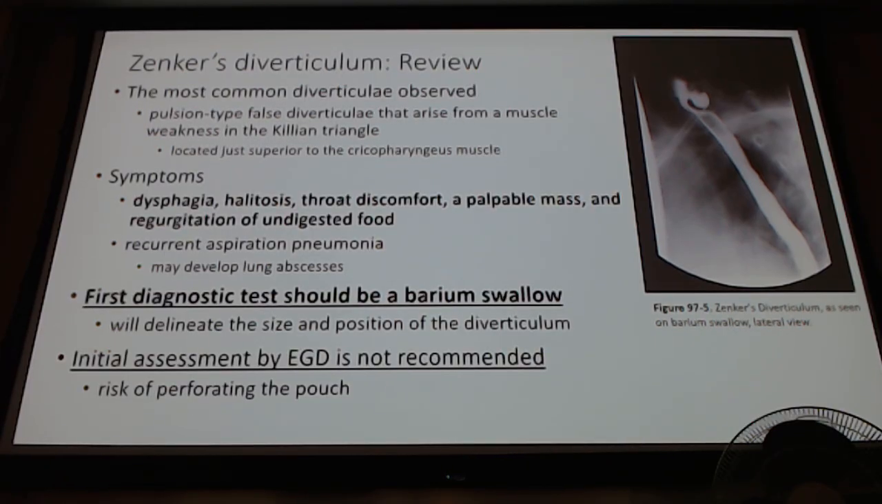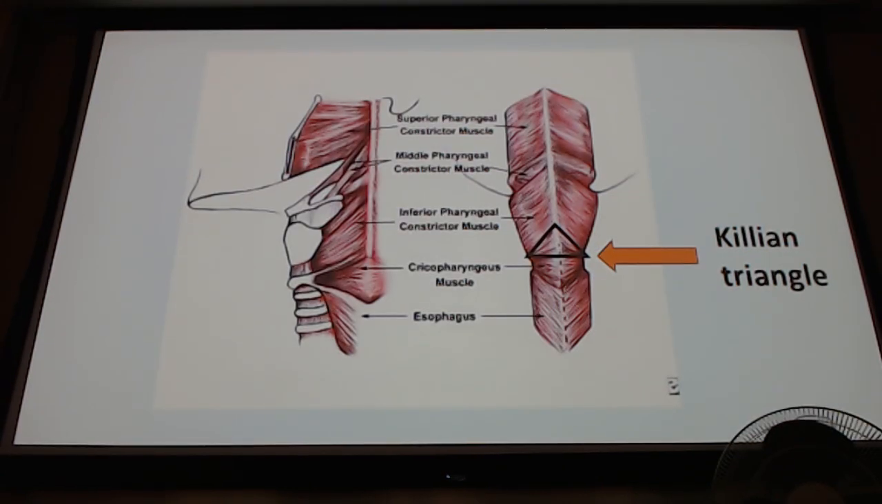Okay. We may do an EGD afterwards after we know the size and location, but most of the time once we find it on this swallow study, which you can see here, okay, so that little outpouching up here is the diverticulum off the esophagus. Okay. So yeah, Killian's triangle. This is where it normally is, right above the cricopharyngeus muscle. Okay.